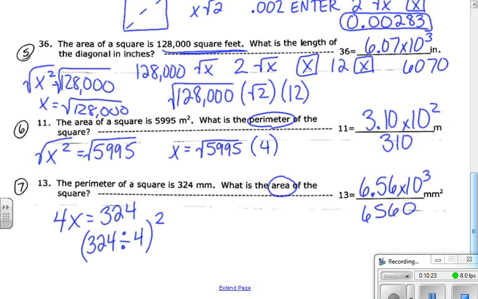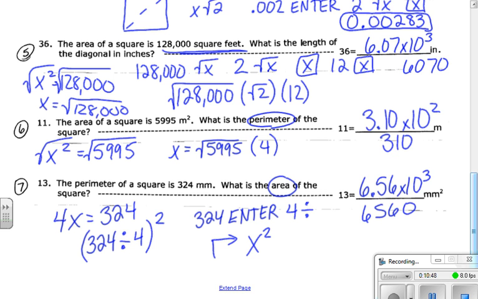And the way you type that in your calculator, if you're still not sure, you do 324, enter, 4 divide, and that gets us the side of the square. And then we need to square it, so we're going to hit the blue shift key, x squared, which is on the square root button. And if you type it just like that, then you should get this for our answer.